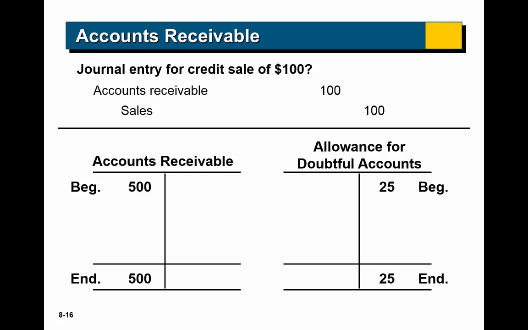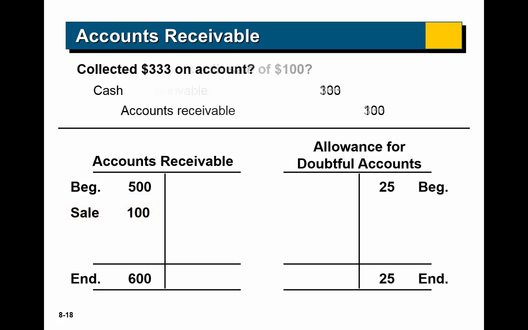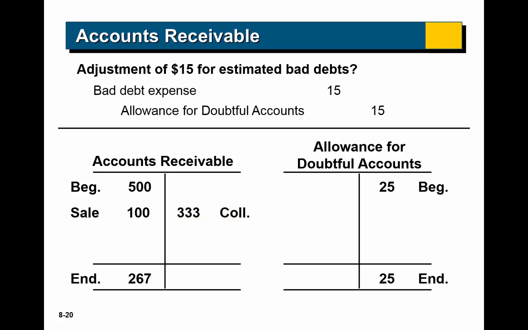So if this was the balance of our accounts and then we sold some more stuff on credit, we would now have a $600 balance on our accounts receivable. Then if we collected $333 of the money that was owed to us, it would be a credit. We'd have a balance of $267. Then if we used our estimate to figure out that we don't believe we're going to collect $15 of the money that's owed to us, we would do a bad debt expense of $15 and an allowance for doubtful accounts.